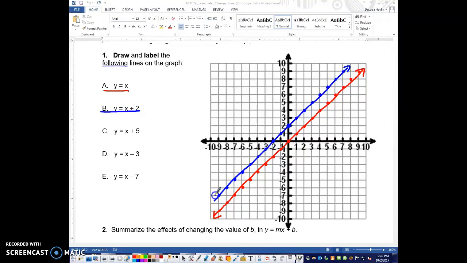Draw your arrows. So when you added this plus 2, what happened to the graph? It moved up 2. Okay? Notice from here to here, it moved up 2. So if you add this plus 2 to the end, it moves it up 2.